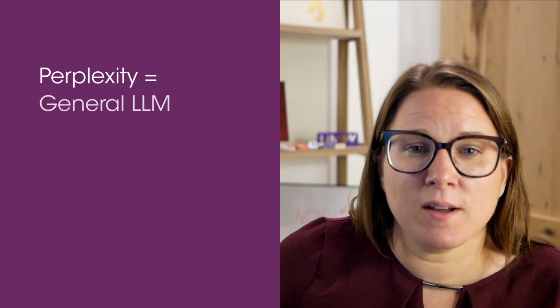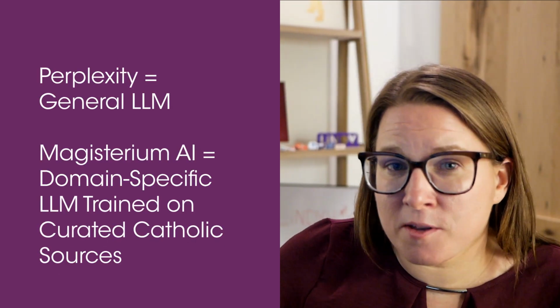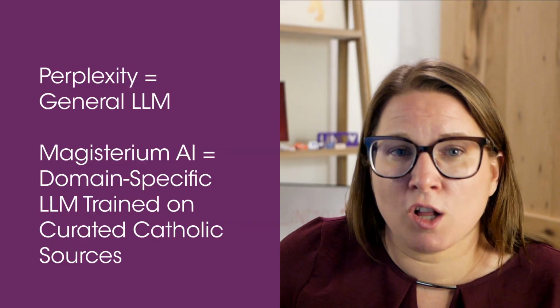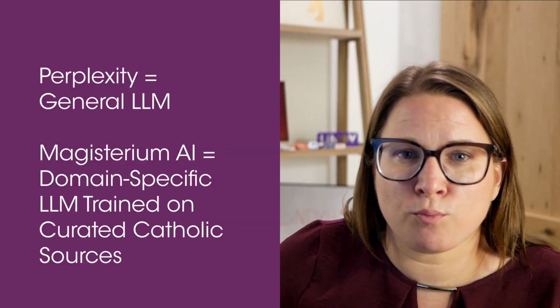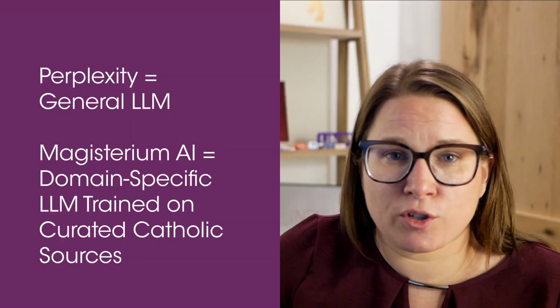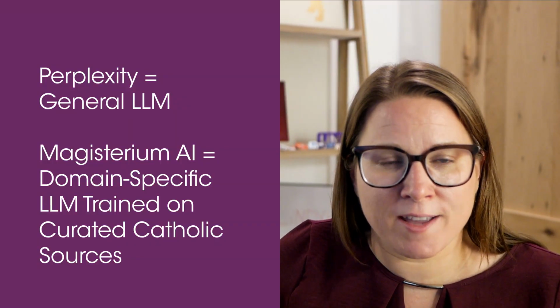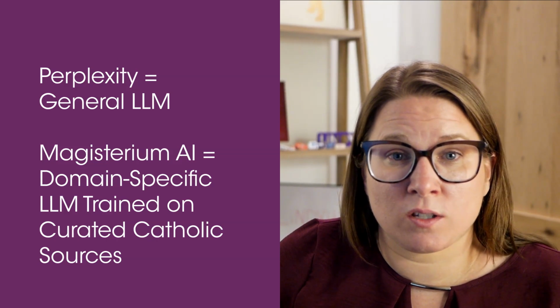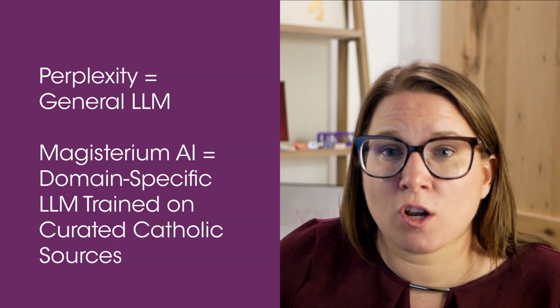Now, the difference with Magisterium AI versus Perplexity: Perplexity is a very general large language model that's going to pull sources from its entire training data set, which is essentially the entirety of the internet. Magisterium AI is going to pull its sources from Catholic Church doctrine.